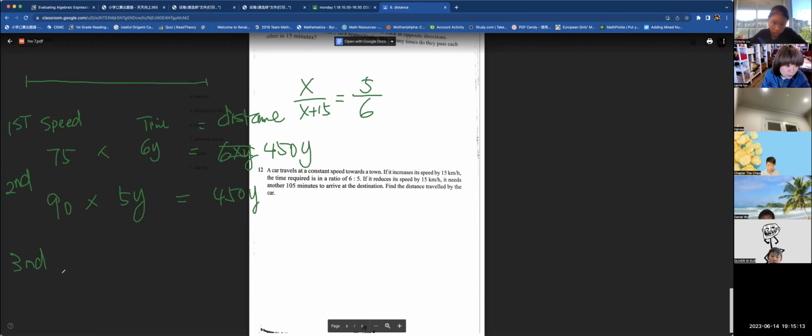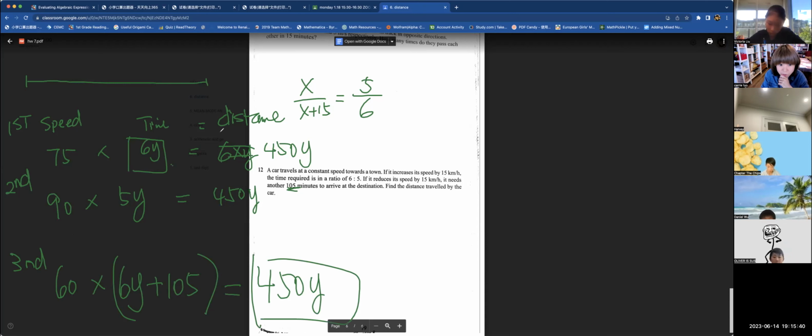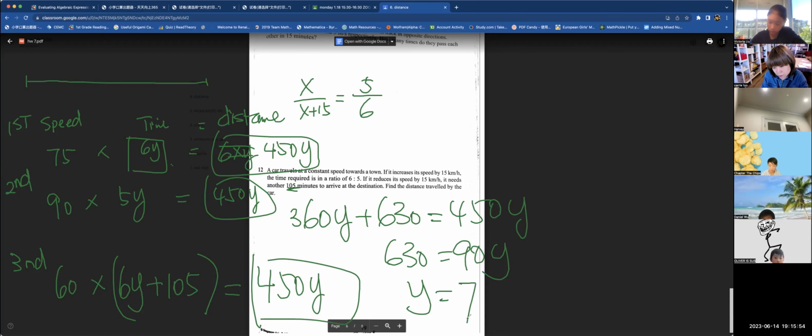Okay, number three. We decrease the speed to 60 kilometers per hour. And it said it needs another 105 minutes. So before, the time is what? This 105 is compared with 60y, because that's the original one, right? So 6y plus 105 minutes should equal what? 450y, because the distance is always the same, always 450y. So that's why 360y plus 630 equals 450y. So 360 equals 90y. So y equals 7.